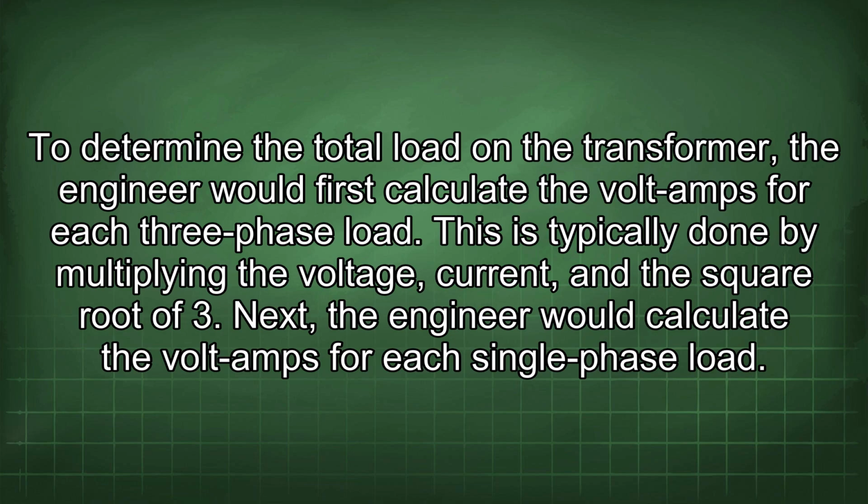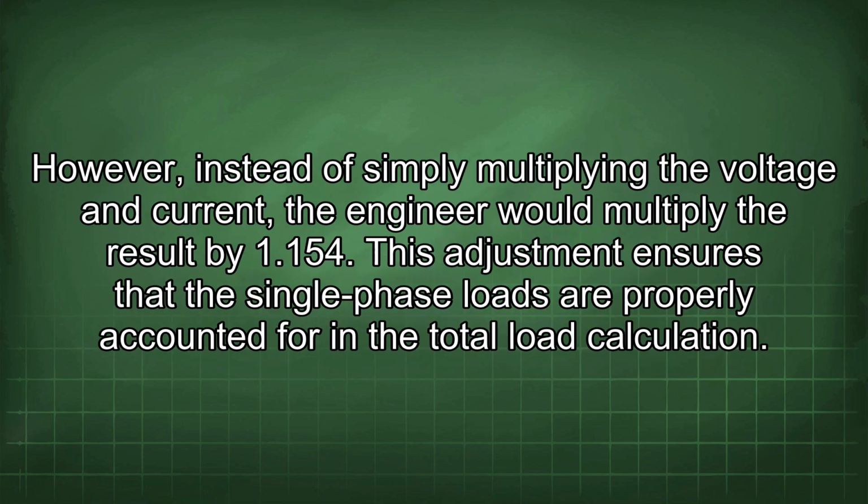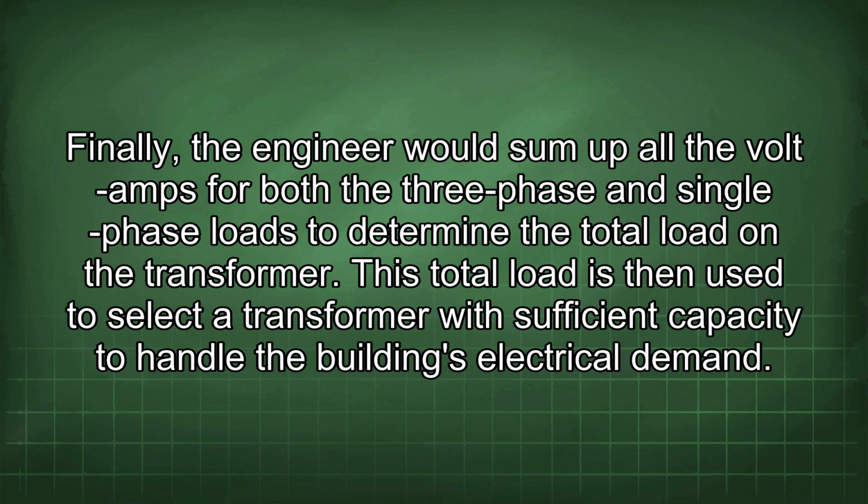Next, the engineer would calculate the volt-amps for each single-phase load. However, instead of simply multiplying the voltage and current, the engineer would multiply the result by 1.154. This adjustment ensures that the single-phase loads are properly accounted for in the total load calculation. Finally, the engineer would sum up all the volt-amps for both the three-phase and single-phase loads to determine the total load on the transformer.